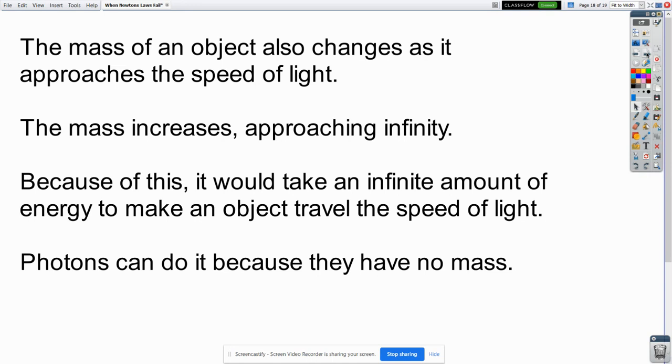You would have to have an infinite amount of energy to get an object with mass going the speed of light. Now, photons can do it, the pseudo-particles that make up light, because they have no mass. Because they have no mass, they're not affected by this phenomenon. But a regular object would be. And as a result, Newton's laws will not apply.